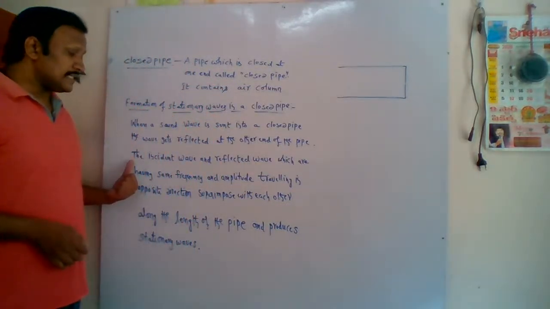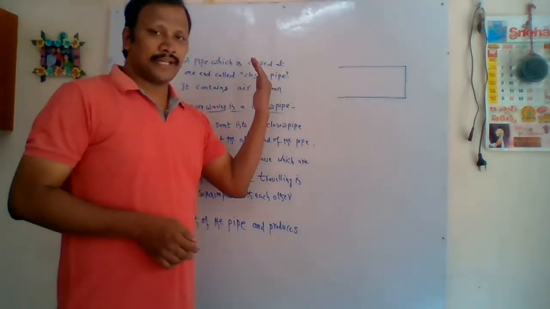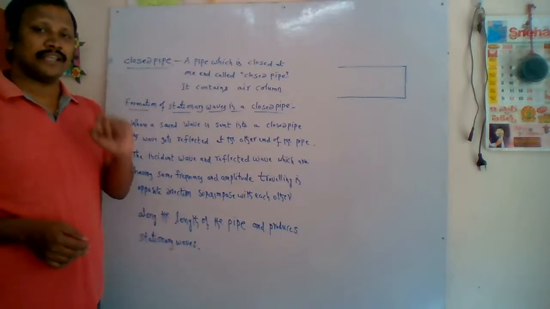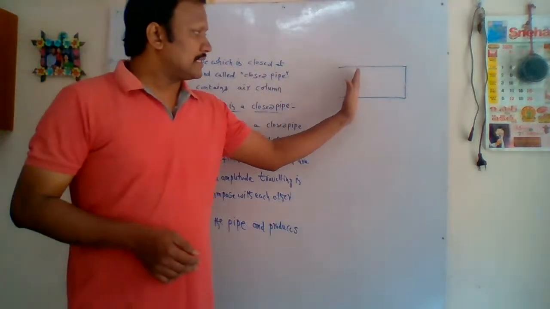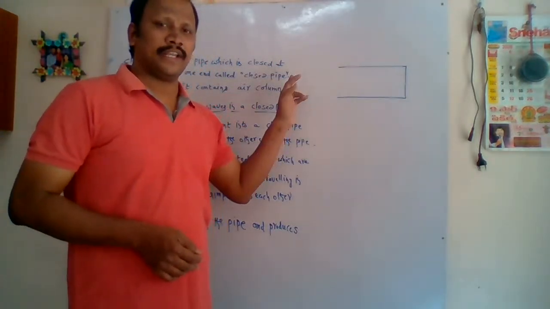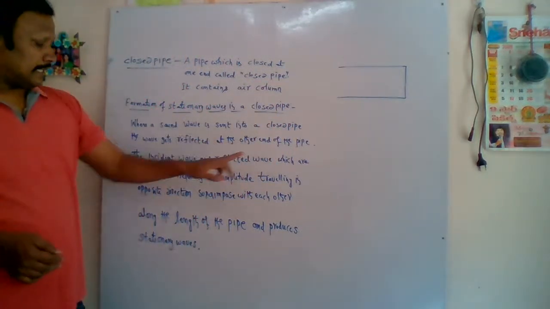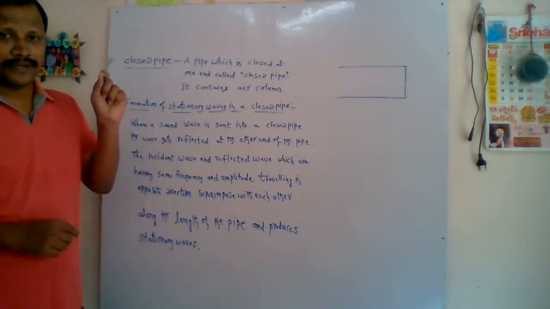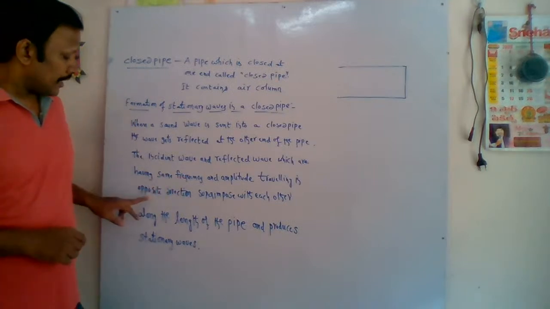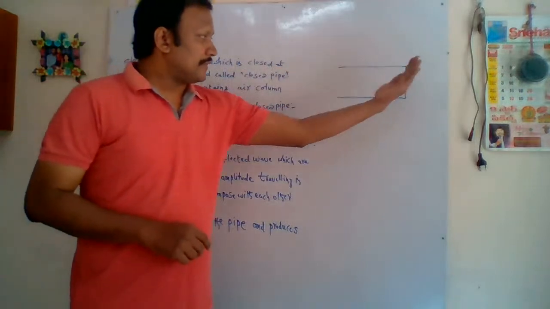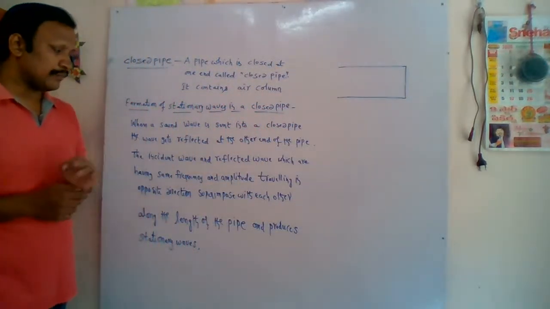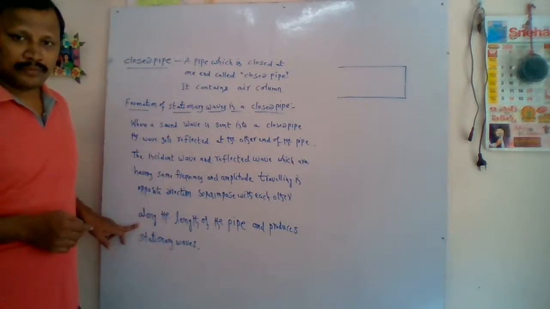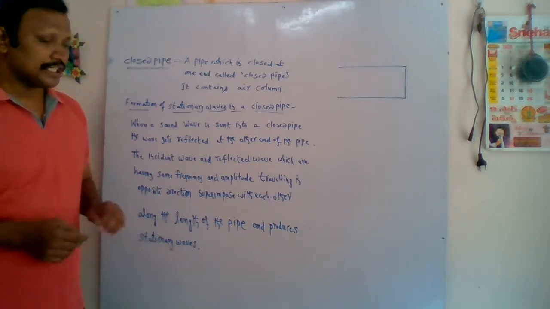Now, second: the incident wave and the reflected wave. First the incident wave, then the reflected wave. Both have the same frequency and amplitude, traveling in opposite directions. Amplitude is the maximum displacement. The incident wave travels in this direction, the reflected wave in this direction. Both superimpose with each other along the length of the pipe and produce stationary waves.